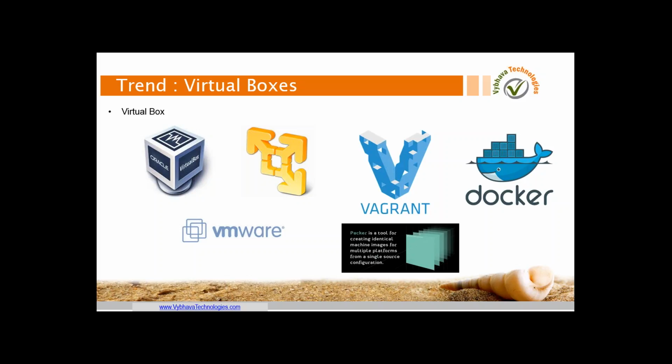Vagrant is a layer, and you can create a configuration of one virtual box with one file, which is a small Ruby script. So a Ruby script will help Vagrant run one virtual box. So it is easy to manage a virtual box if you use Vagrant and Packer.